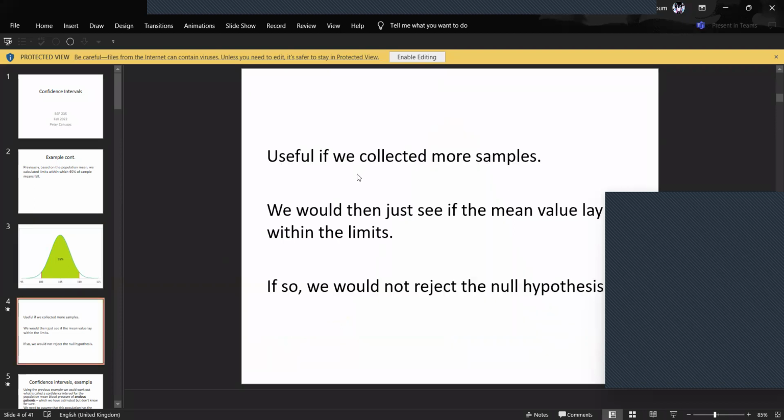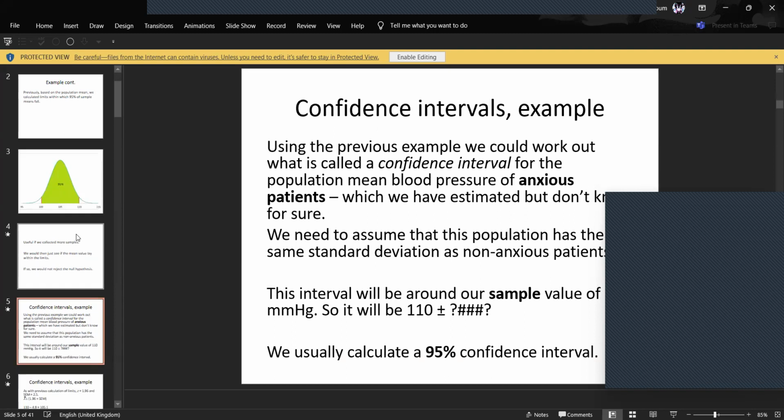All right. And the confidence interval is useful if we collect a lot of samples, because then you can just calculate the confidence interval for each one, and then see if it crosses into the population mean, rather than calculating the p-value for each one. And we'll look at that in further detail a bit later. If that seemed a bit confusing, I'm sorry, but we can go into a bit more detail later and we'll explain it a bit more.